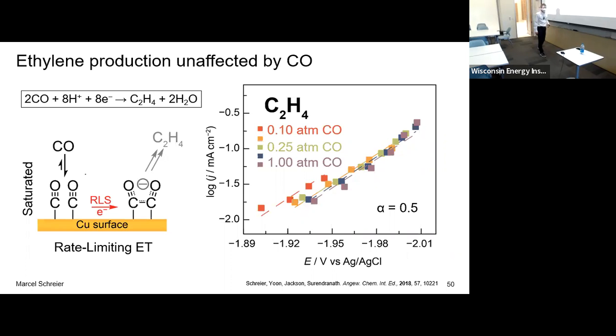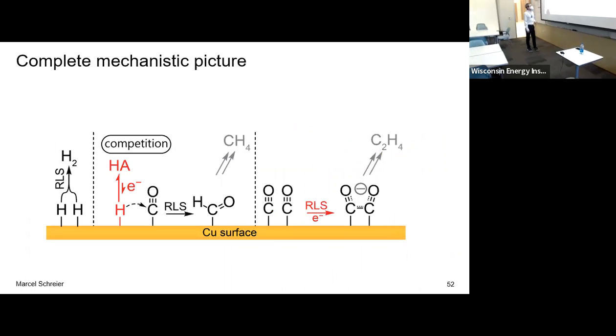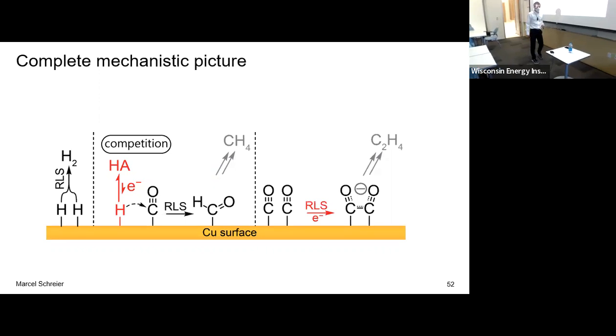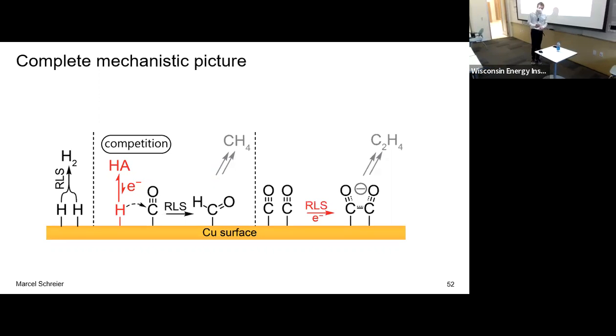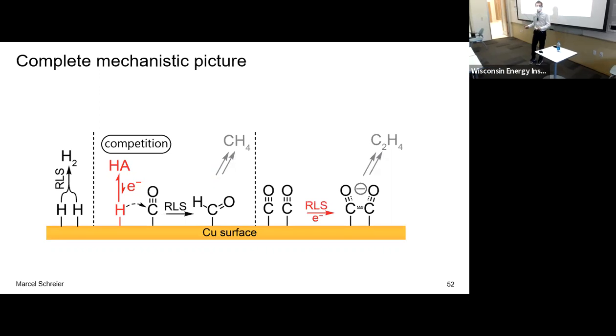All right. So this leads to an overall picture for the mechanisms that lead to the production of methane and ethylene in carbon dioxide reduction reactions. I now have additional data that allows us to show how we can exploit these mechanistic pathways to control the selectivity between methane production and ethylene production.